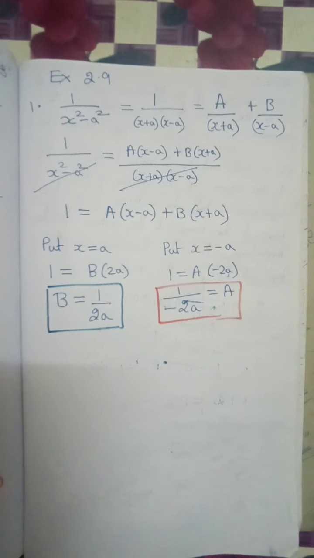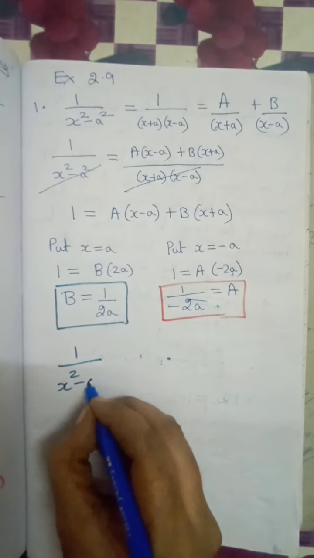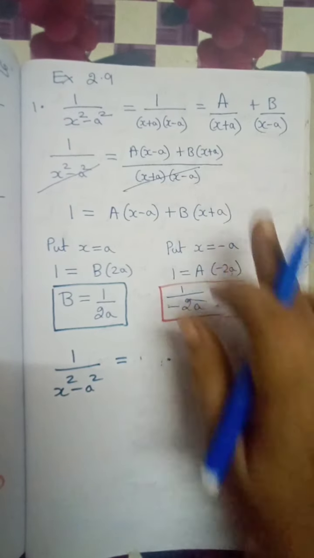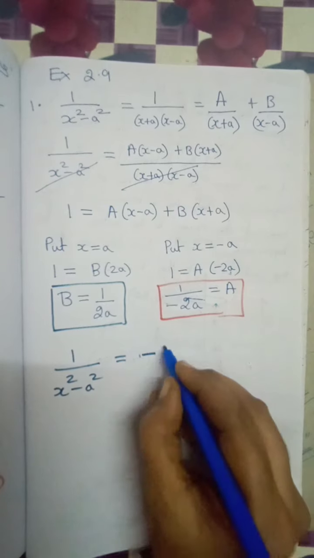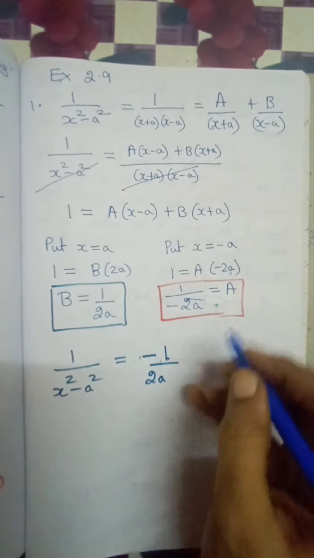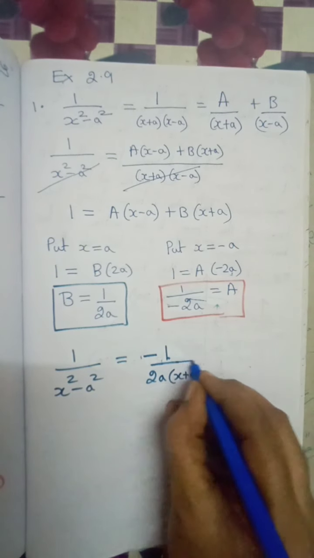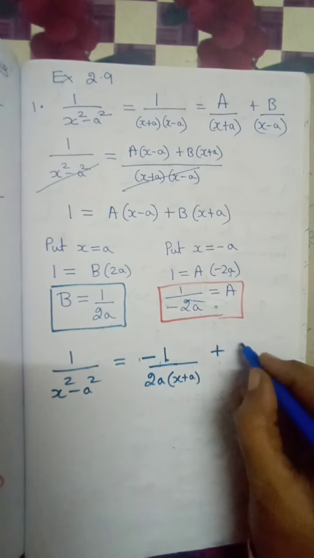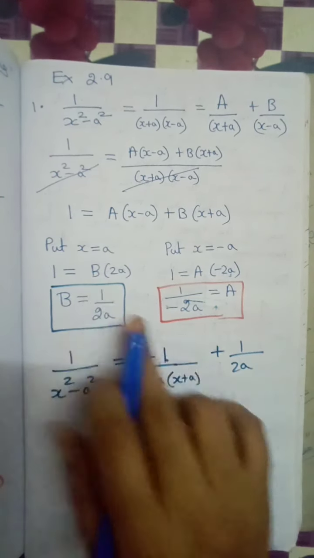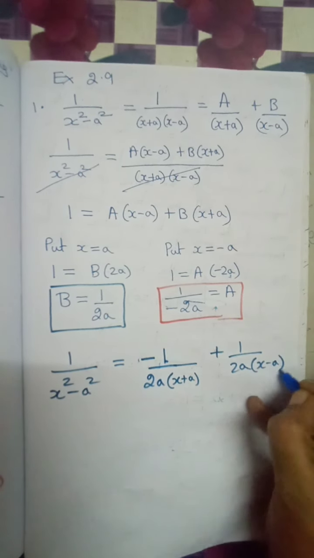Now I got the answer of a and b, means just I have to write the final step. For writing the final step, I have to write the question 1 by x square minus a square is equal to a. What is our a? Minus 1 by 2a. Minus 1 by 2a, and in the denominator I have x plus a also. So minus 1 by 2a into x plus a. Next b value. B value is 1 by 2a. Of course it is plus, so I am putting plus. Plus 1 by 2a into x minus a.